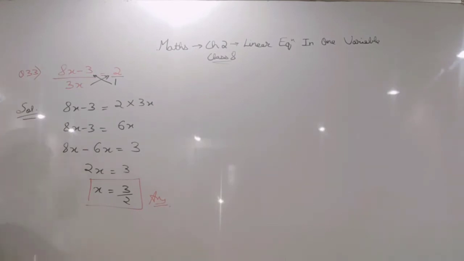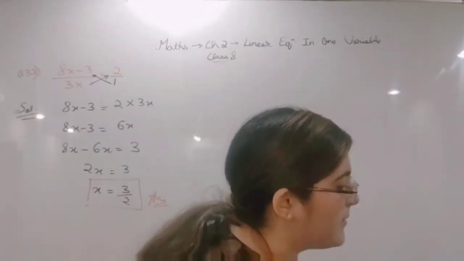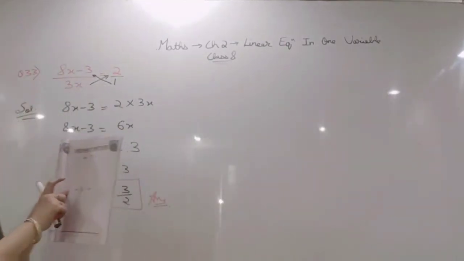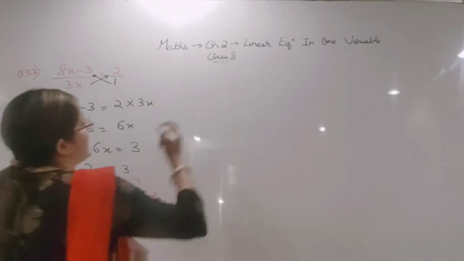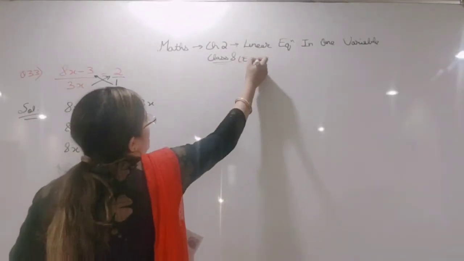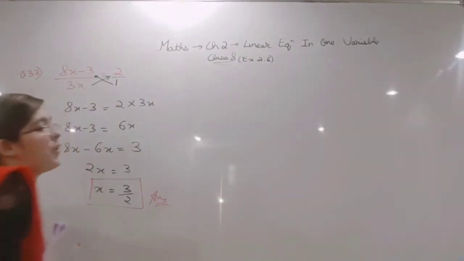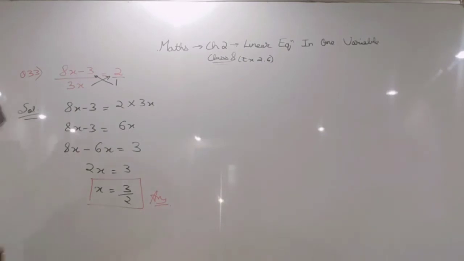Okay students, this was the procedure. There is no check written in this exercise, so we are not writing it. Note it down in your question bank. Here the space is given. These are the questions from exercise 2.6. Note it down.